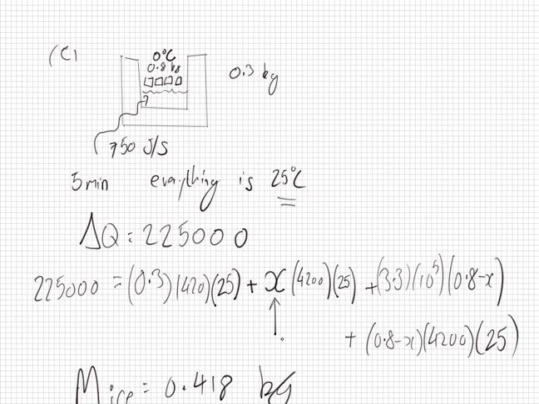X is water, right? X is water, yeah. Then what about ice? Because he asked for ice, actually. It would have been better if I called ice X, but I didn't read that when I was writing the equation down.